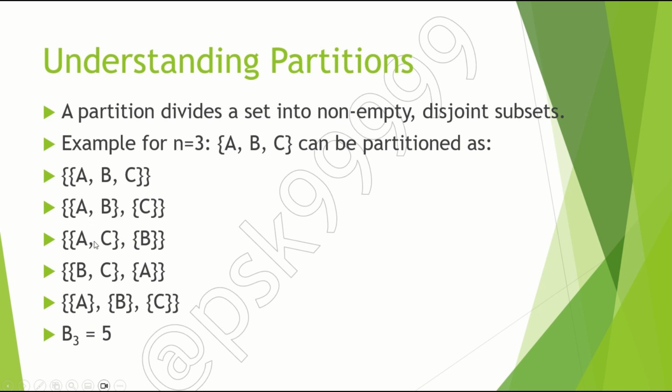Okay, basically non-empty disjoint subsets. This is the same as, if a set is given, you find the number of non-empty equivalence relations. In a similar way you will find: AB is one set, C is one set; AC is one set, B is one set; BC is one set, A is another set; then ABC, all three separate. So these are the 5 possibilities. So B3 equal to 5, we call it Bell number basically. Bell number 3 is equal to 5.